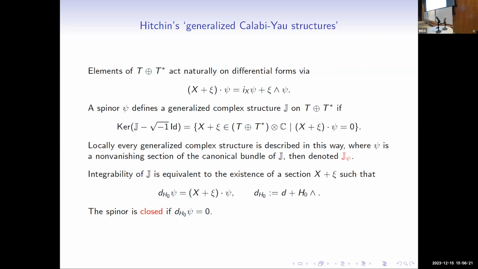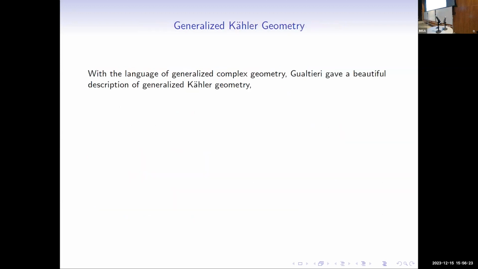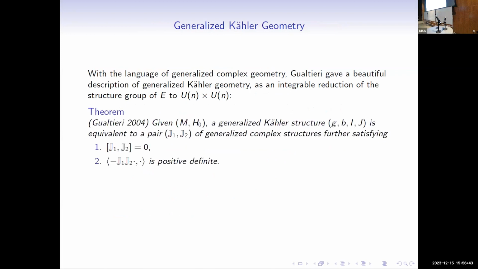But okay, so with this language of generalized complex geometry, Marco, of course, gave this beautiful description of generalized Kähler geometry in his thesis. You could think of it as an integrable reduction of the structure group of this bundle E to its maximal compact subgroup U(n) times U(n). So this is something much more natural, I think, to modern differential geometry.